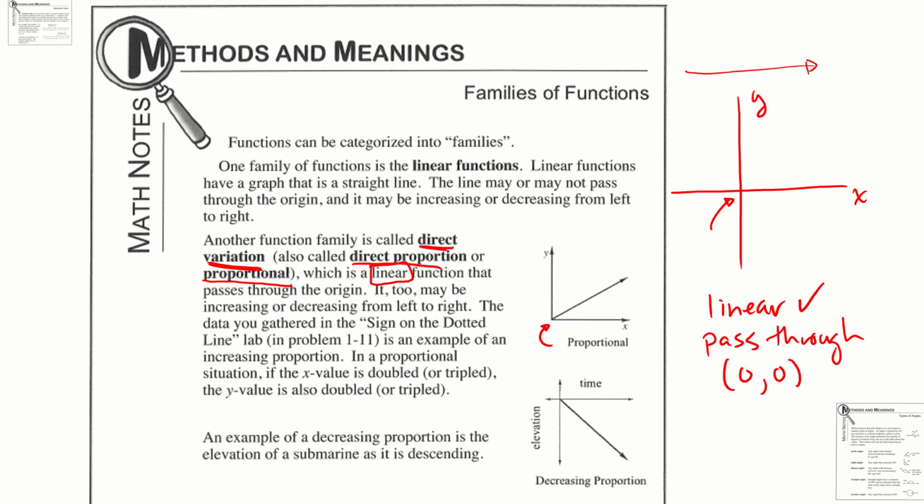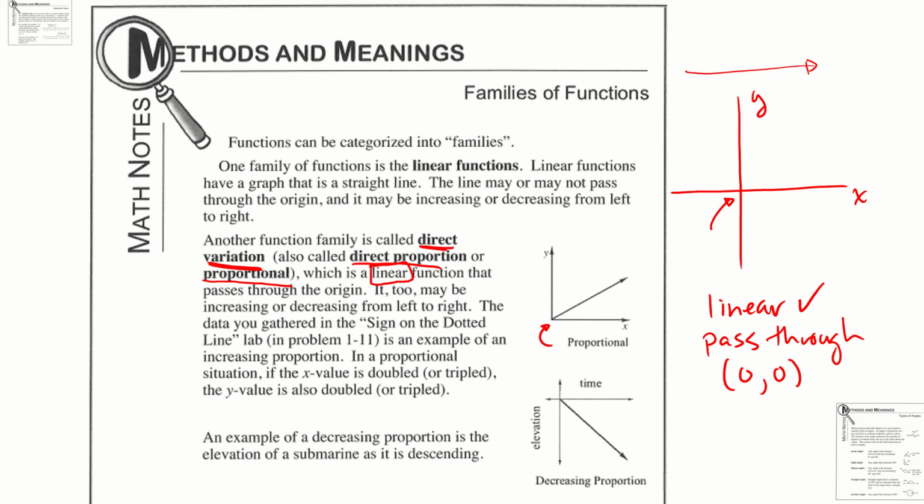It too may be increasing from left to right. Then they're talking about an activity from the last section, 1.1.2, that we did not do and we are not going to do, the one called Signing on the Dotted Line. In that one, you were timing how long it would take you to sign your signature 10 times, 15 times, 20 times. And because it takes you 0 minutes to sign your name 0 times, that one does go through the origin.